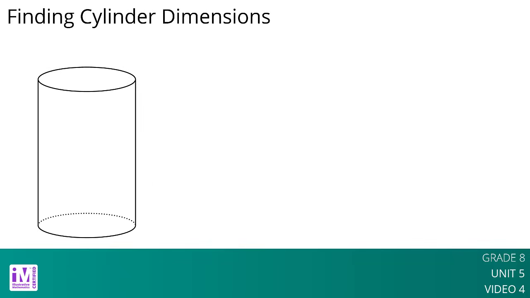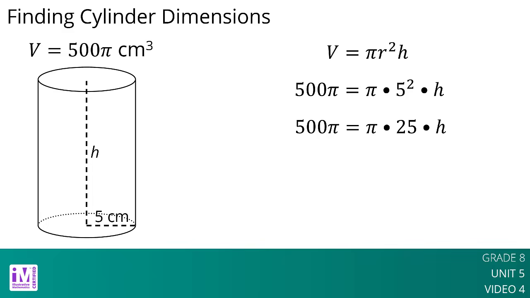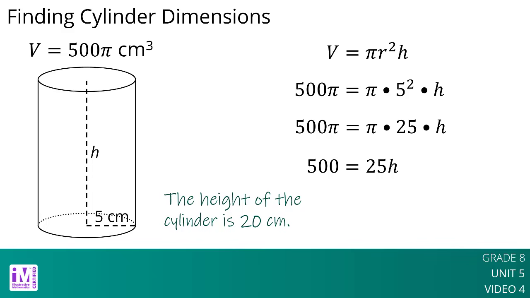For example, imagine a cylinder that has a volume of 500 pi cubic centimeters and a radius of 5 centimeters and an unknown height, h. From the volume formula, we know that 500 pi equals pi times 25 times h must be true. Looking at the structure of the equation, we can see that 500 equals 25 times h. That means that the height has to be 20 centimeters, since 500 divided by 25 equals 20.